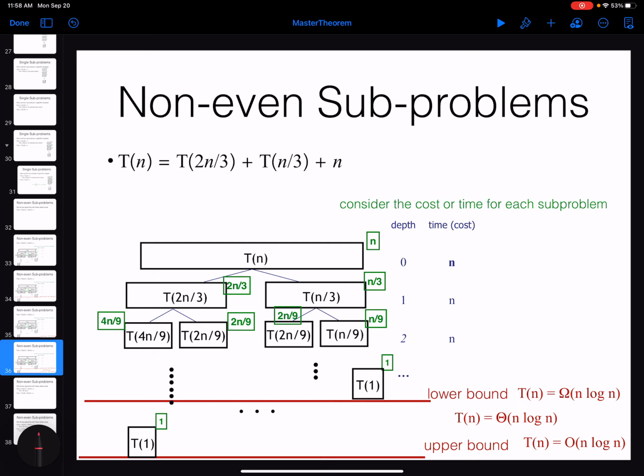Okay, so we solved the problem. In fact, the lower bound that we found for the problem and the upper bound, both of them are going to be the same. So I can say that I know the exact growth ratio for T of n, which is going to be theta of n log n.